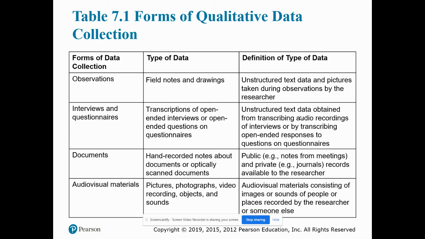or transcribing open-ended responses to questions on questionnaires. Now, you have documents. So that could be notes that you write down about a document that you have on hand, and they're scanned. This could be public notes for meetings or private notes like journals that you can gain access to. Finally, audio-visual materials. Those are pictures, photographs, video recordings, objects, and sounds. These materials consist of images or sounds of people or places recorded by the researcher or someone else.